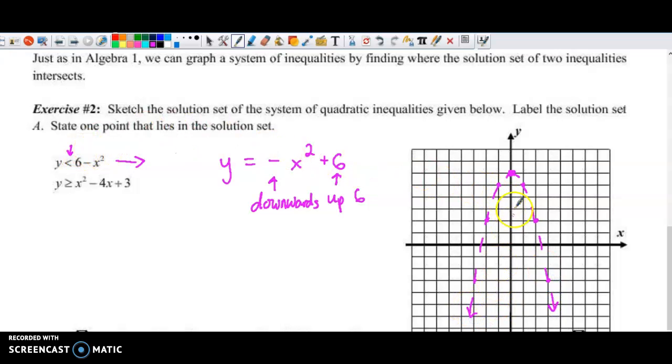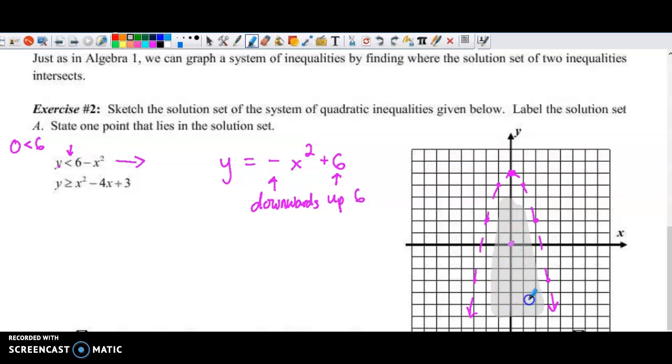And if I were trying to decide which region works, I would try 0, 0. Is it true that 0 is less than 6 minus 0 squared? Well, 6 minus 0 squared is 6. So yeah, I would have to shade that region. And sometimes I'll even shade with a highlighter because it shows up lightly on here. But I don't know what the other graph looks like yet. So I don't know quite exactly, but I need to shade all of that inside.